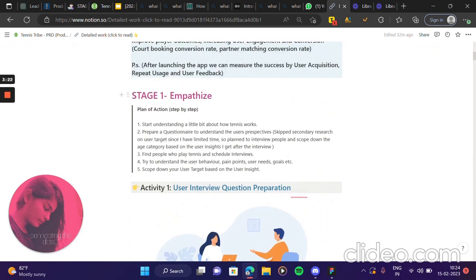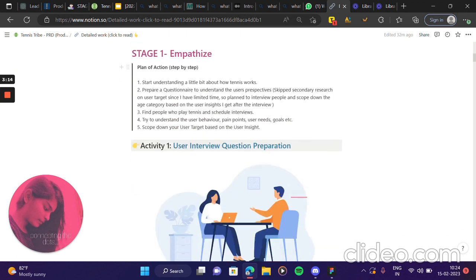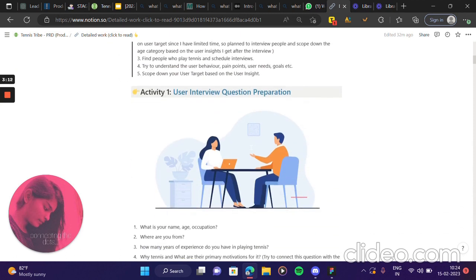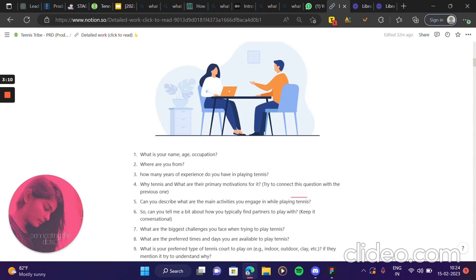Basically, this detailed work document consists of three parts, which starts with stage one, empathize, where I try to understand the users' pain points, user behavior, and all those things. So how did I start this? I started by creating a questionnaire and conducting user interviews with real users, real tennis players in this particular case. I did this to understand what I'm going to solve, who I'm going to solve this for, and what the impact of solving this problem is.